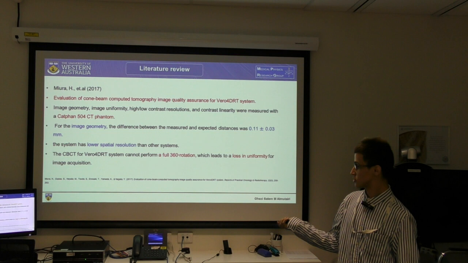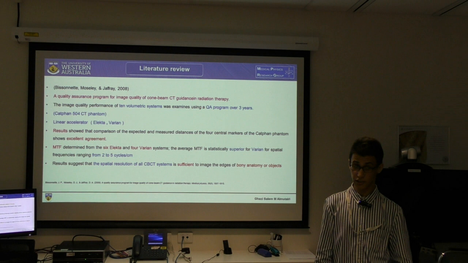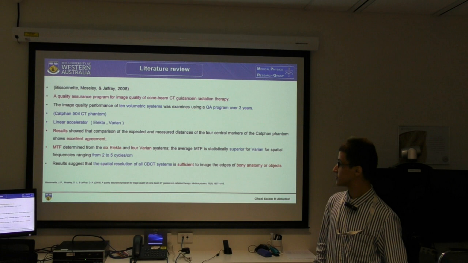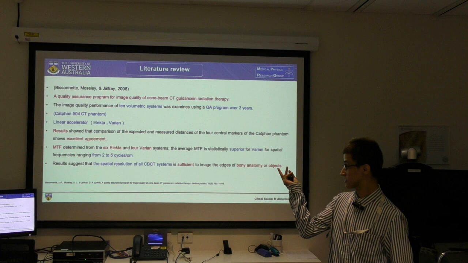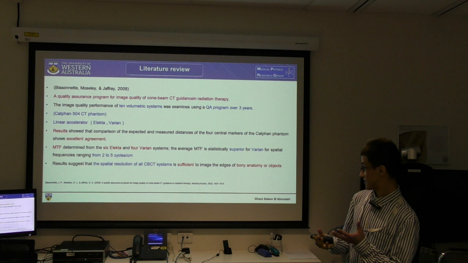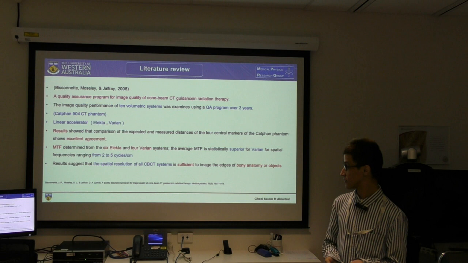They proposed the quality assurance program for cone beam CT. They used the Catphan 504 phantom, and they used two vendors for the linear accelerator, Elekta and Varian. Their results showed agreement between the expected and measured distance of the four central marks of the Catphan phantom. It shows that there is an excellent agreement.